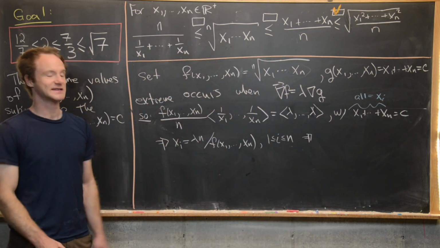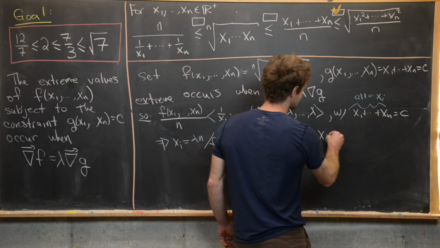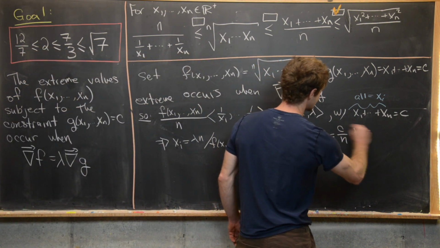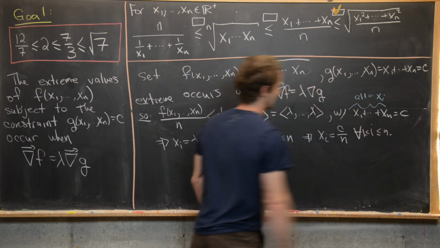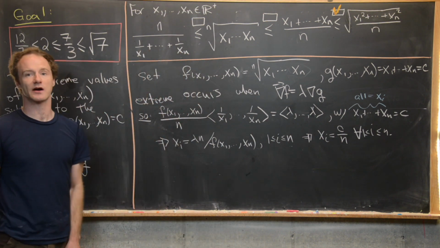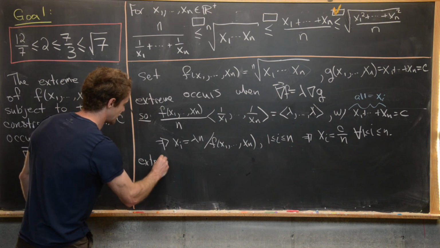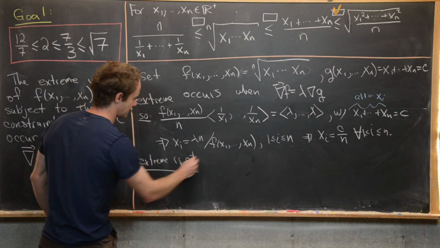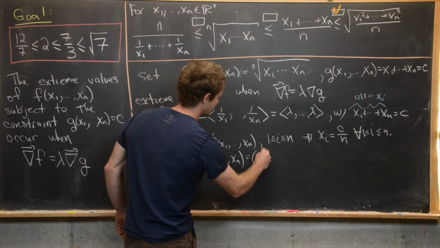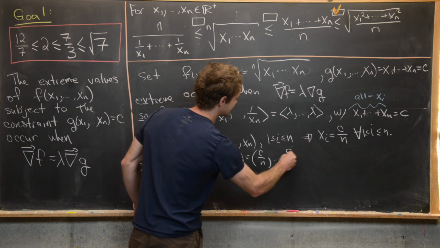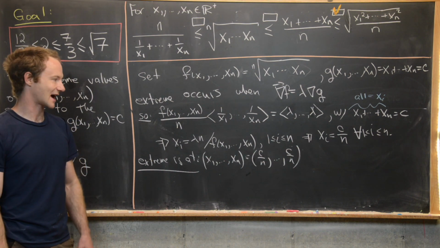which means on the left-hand side over there, we have n times xi equals c, which tells us that xi equals c over n, and that's going to be true for all i between 1 and n. So that is where our extreme occurs. So let's go ahead and point that out. So the extreme is at x1 comma up to xn equals c over n all the way up to c over n. Great. So in other words, when all of the entries are exactly the same.